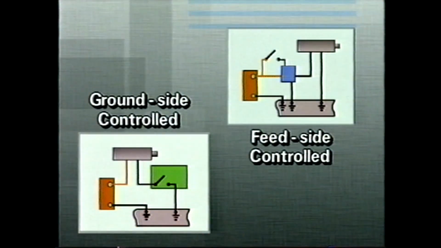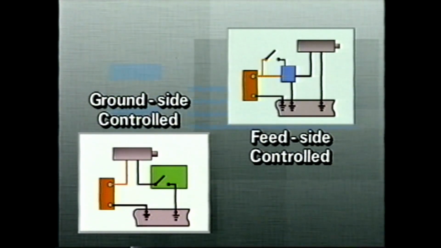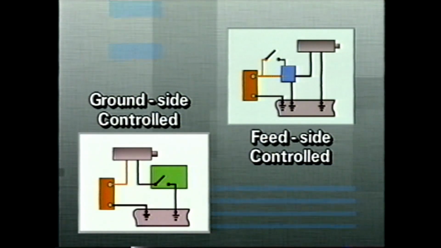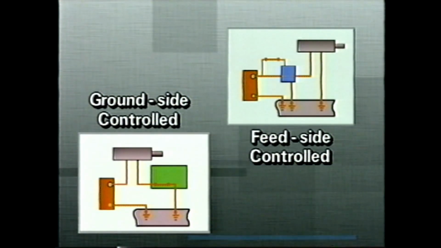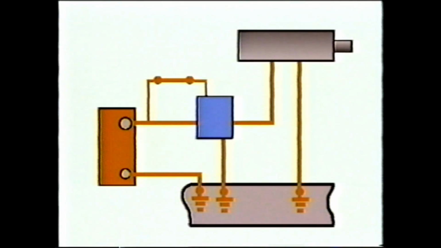When you're testing a circuit with a switch-controlled mechanism, you need to know whether it's controlled on the ground side or the feed side to determine the proper test points. If the on-off control is located on the ground side of the consumer, it's ground side controlled. If it's located on the feed side of the consumer, it's feed side controlled. Remember, the consumer names the circuit.